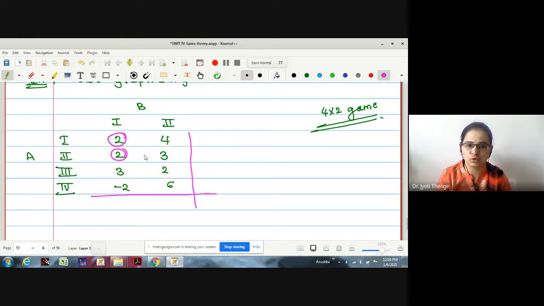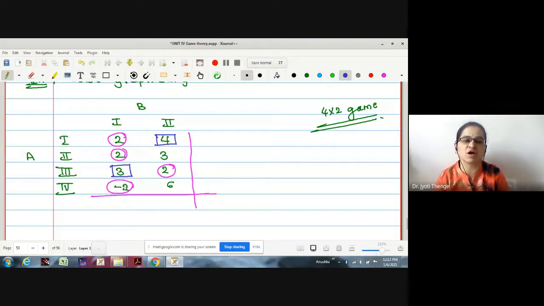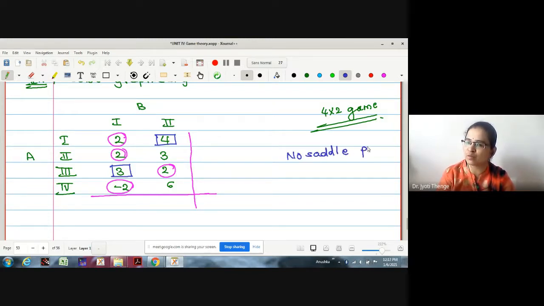2, 2, 2, minus 2. Okay. Now, let me go for finding column maxima. What is column maxima? This is the column maxima. Correct? Therefore, no number in the payoff matrix is with both the circle and square. Therefore, there is no saddle point, right? Therefore, the game is with no saddle point. If it is with no saddle point, then only we proceed to the next step of graphical method.